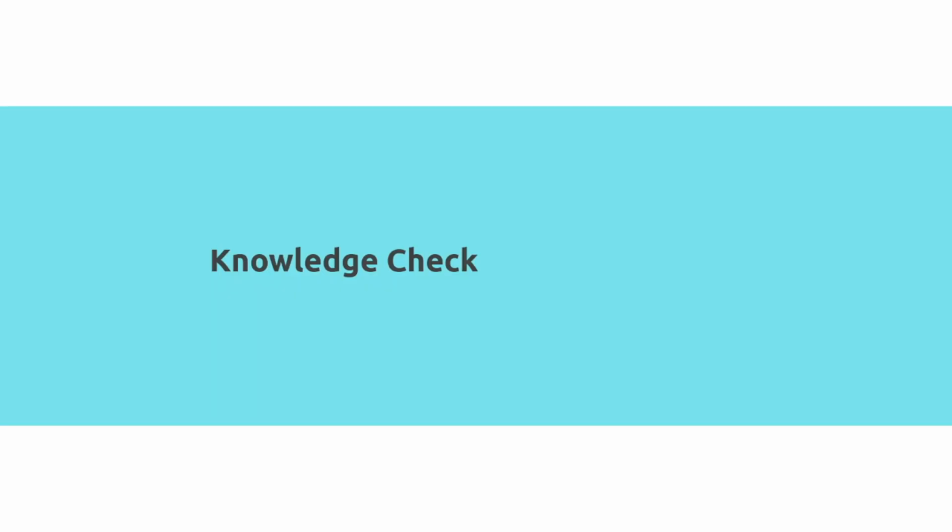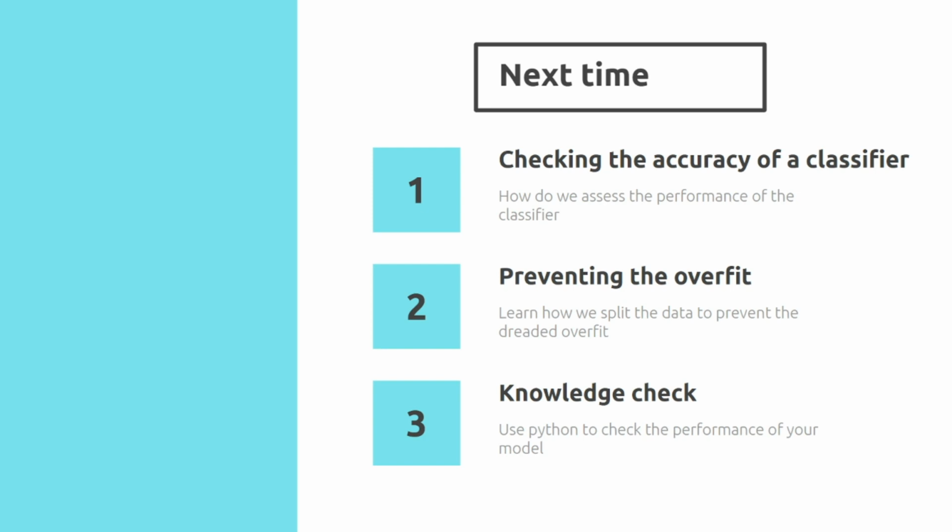Now it's time for you to have a go yourself. We provided a link to a notebook containing a bit of setup code, giving you the chance to train a model on some data. See how you get on, and maybe even try some different classifiers. But next time, we're going to learn about how to check the accuracy of a classifier and assess the performance, and we're also going to cover how we can prevent our model overfitting the data. Then to top that off, there'll be another knowledge check, a little practical part for you to do.